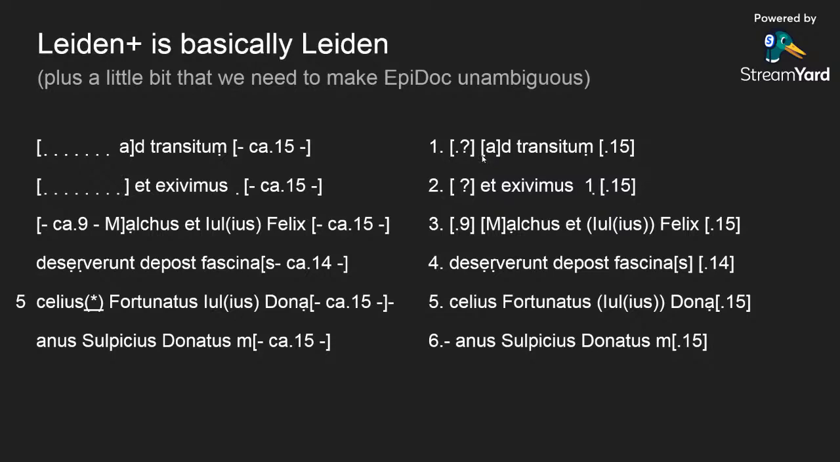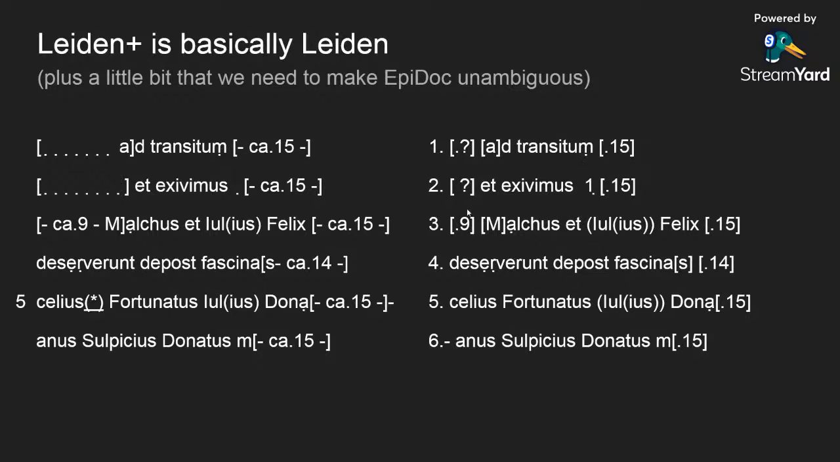The second difference that I see on this page is that we have separated the square brackets around the lacuna from the square brackets around the piece of restored text. This is just to make this valid EpiDoc in the background. The underdot is exactly the same. It is still there.